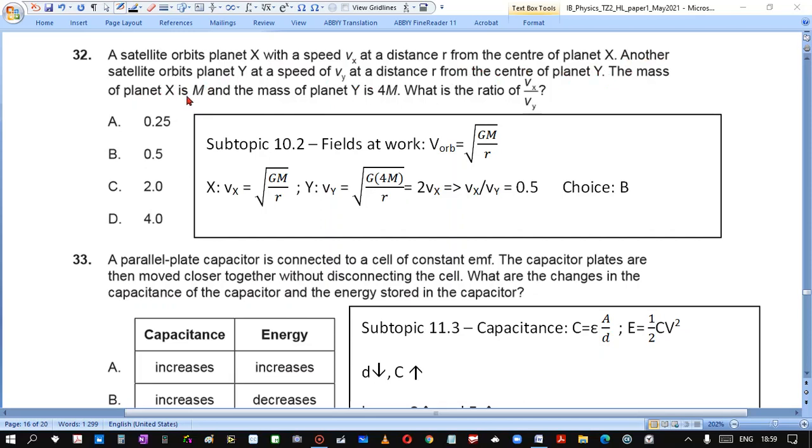The mass of planet X is m, the mass of planet Y is 4m. What is the ratio? Okay. So from the booklet we use orbital speed. We write it for Vx and for Vy. For Vy we take mass 4m. And then we understand that Vy equals 2Vx, which means that Vx over Vy equals 0.5, choice B.